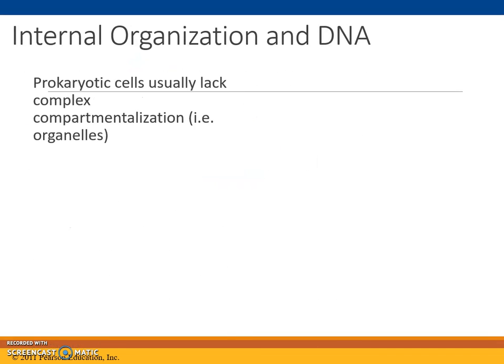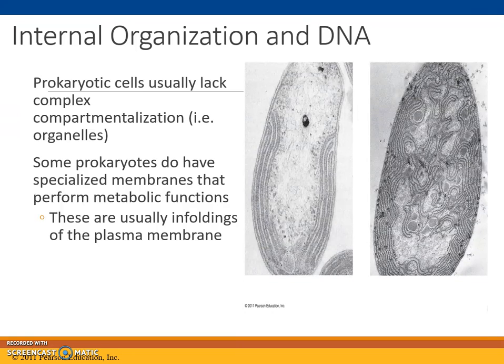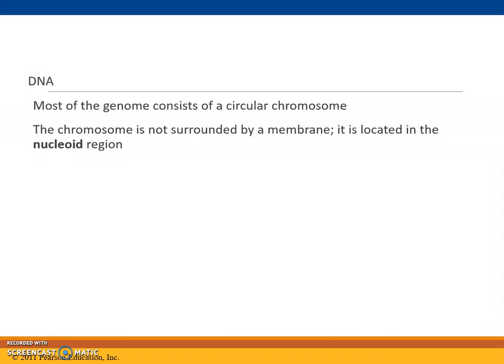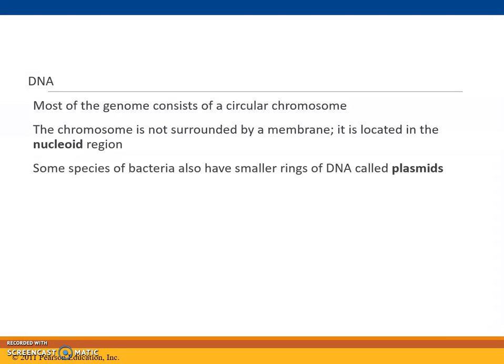The internal organization of bacteria is very simple. All the organelles are laid out in the cytoplasm without membranes, so they are not membrane-bound organelles. All the DNA gets concentrated in one region of the cell, and that region is called the nucleoid. Some species of bacteria contain smaller rings of DNA called plasmids.